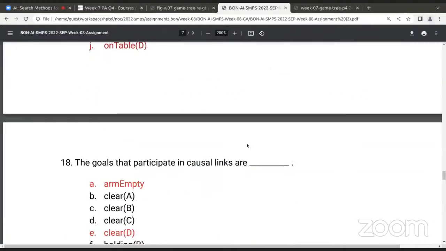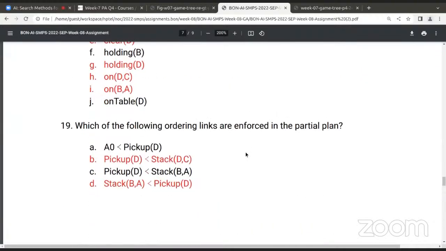No, there's a terminology issue here. Let me explain the intent of this question. Which of the following ordering links are enforced in the partial plan? See, when the planner adds an action, it enforces something. As a result of enforcing something, transitively, other things are discovered. Those things are not enforced, they are discovered. Because of enforcing some links, some dependencies, the other transitive dependencies come into existence automatically. So what is it that the partial order planner enforces in this case?